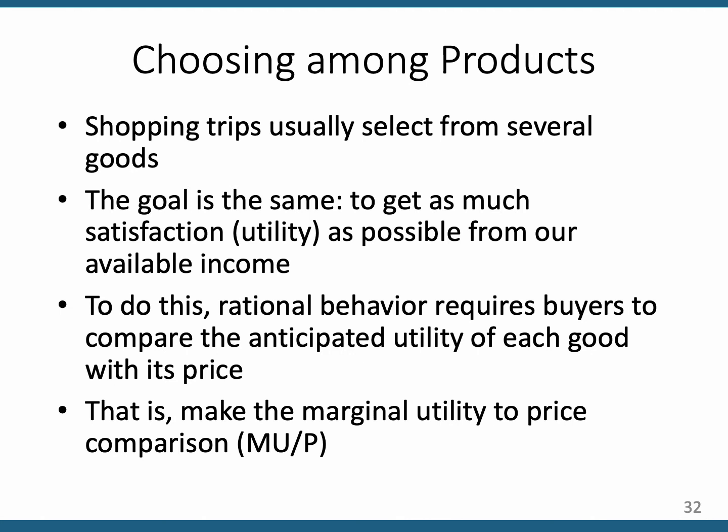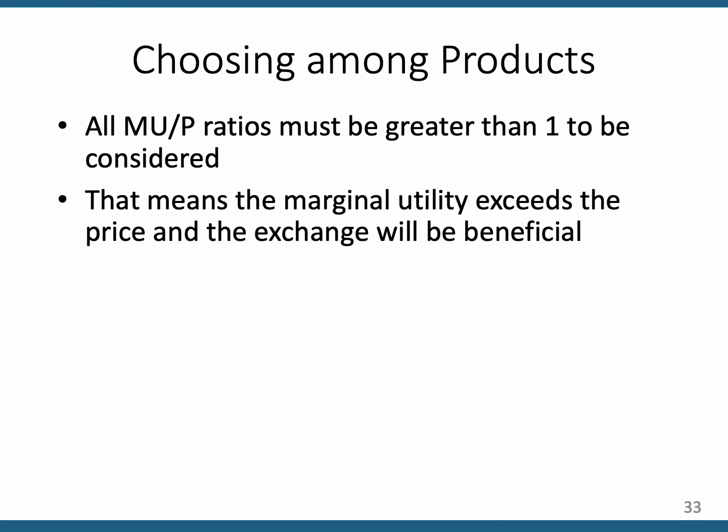And we're going to step through an example of how this might happen. Now, this is an economic model where we simplify the situation for the purpose of understanding utility theory. Marginal utility per dollar, MU divided by P. Ratios must be greater than 1 to be considered. That means the marginal utility exceeds the price and the exchange will be beneficial.